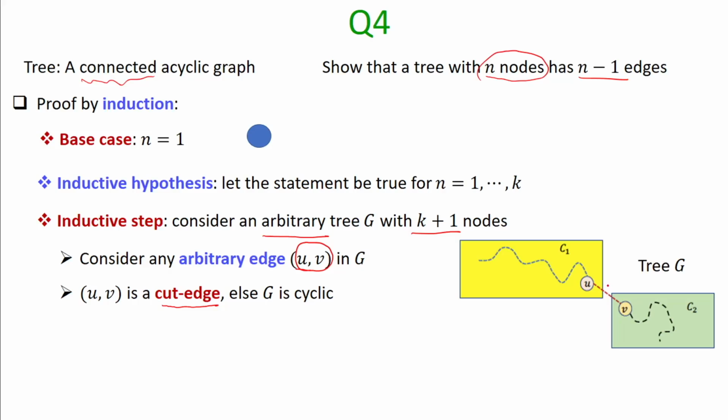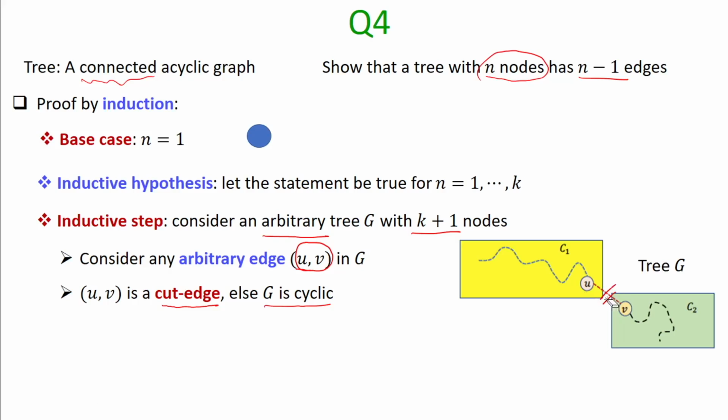That means if you remove the edge connecting the nodes u and v, then your tree G gets divided into two connected components. If that is not the case, that means even after deleting the edge between u and v, your tree remains connected, that means there is still some way to get back to the node u from the vertex v, even if this edge is not there between u and v, then we get the conclusion that there is a cycle in the graph, but that goes against the definition of a tree, right?